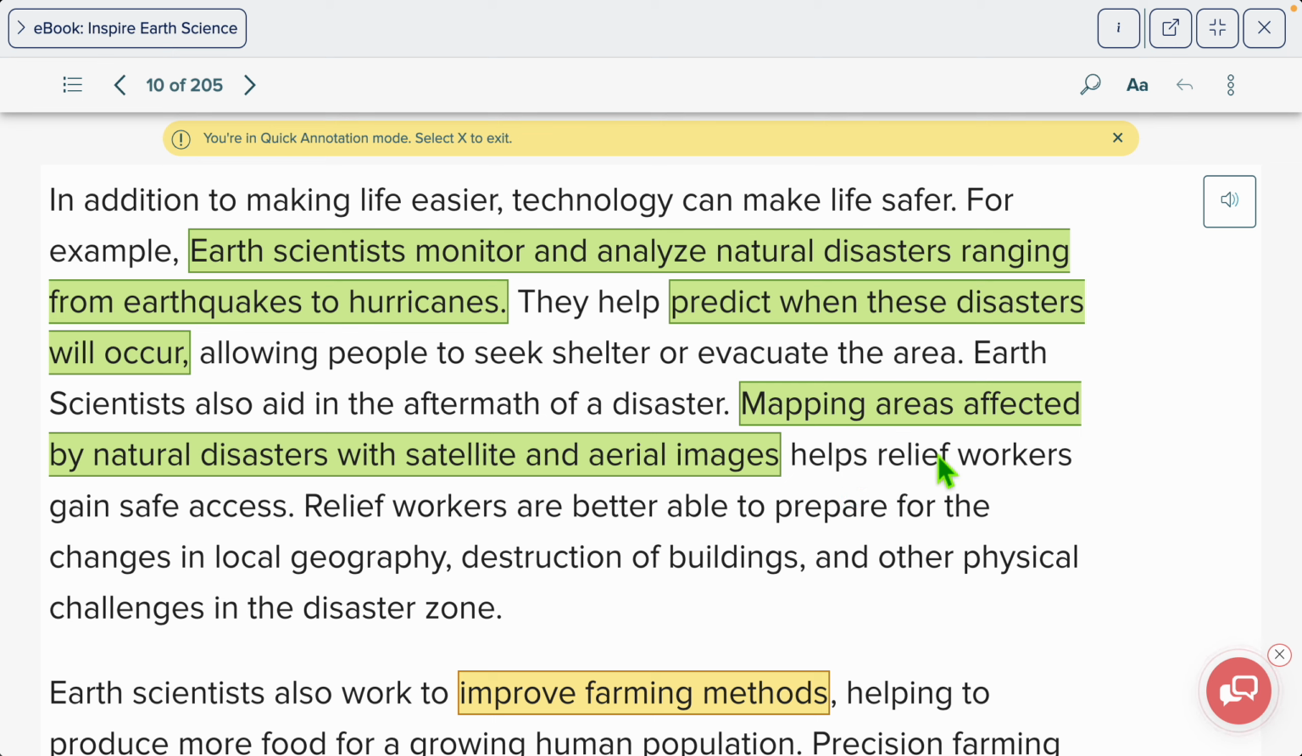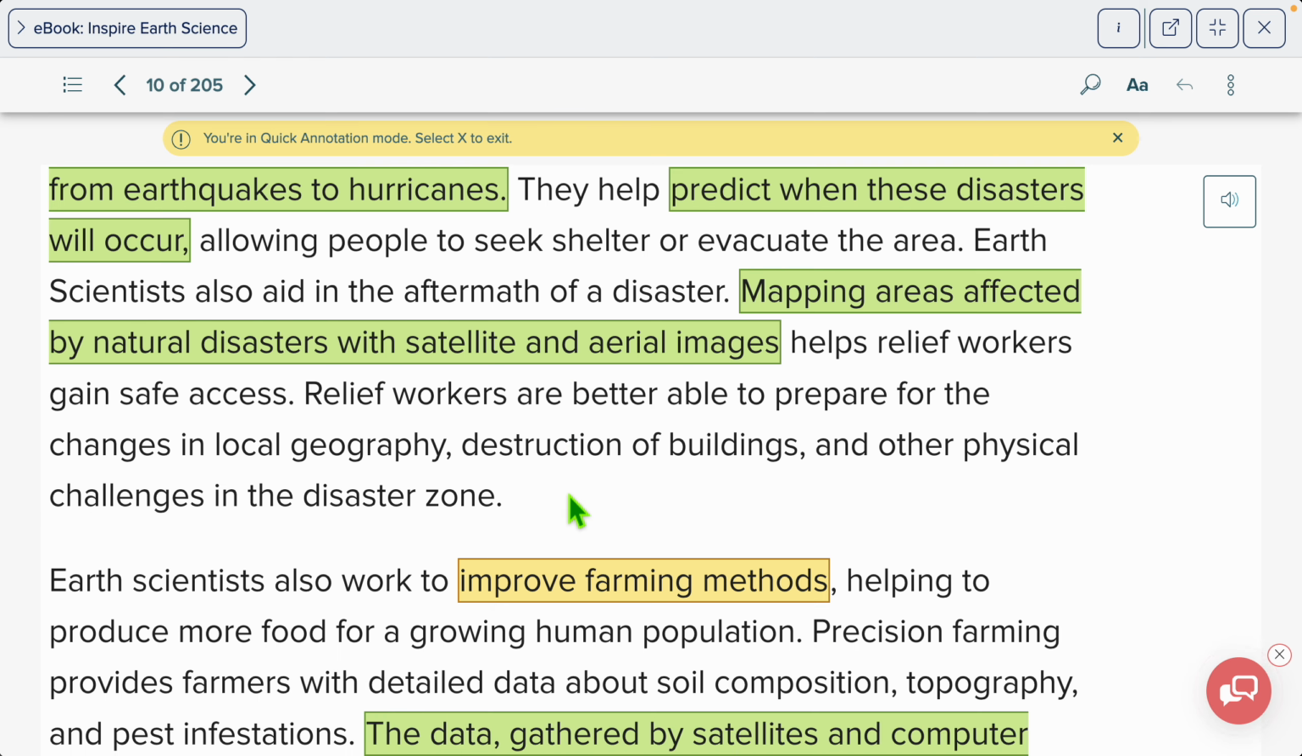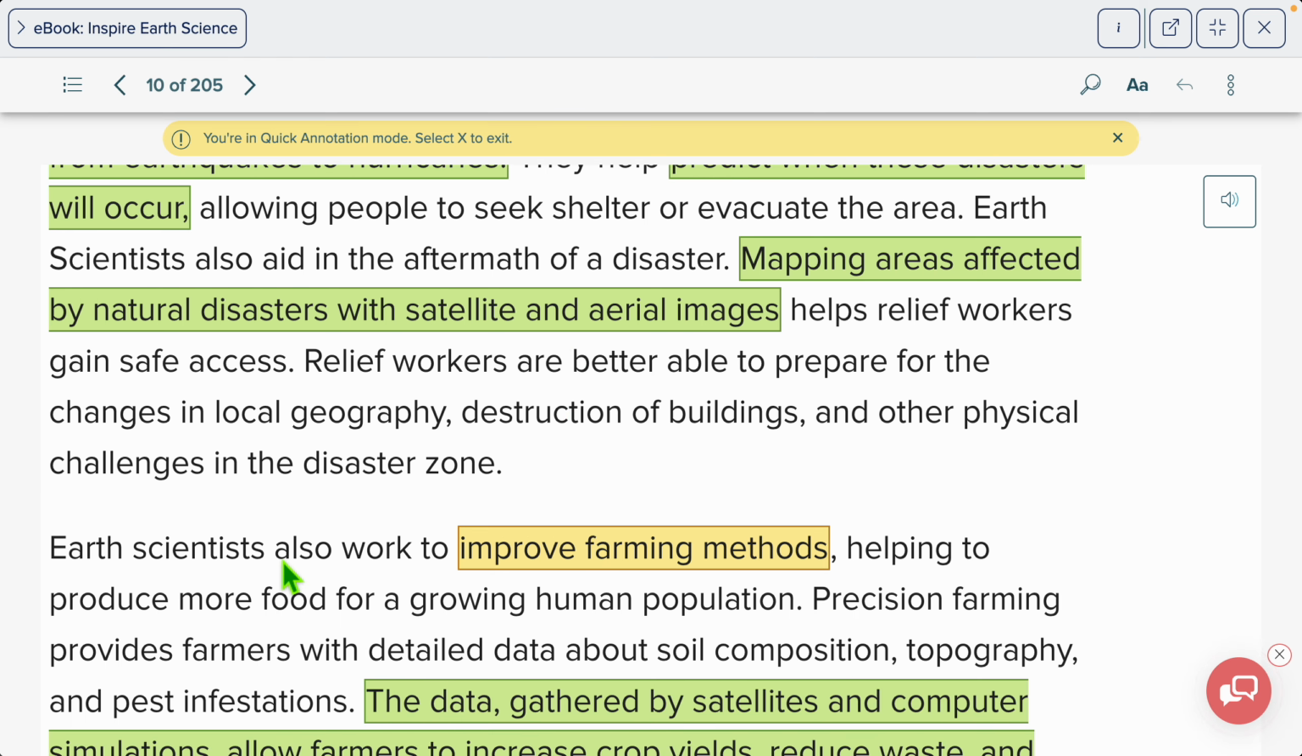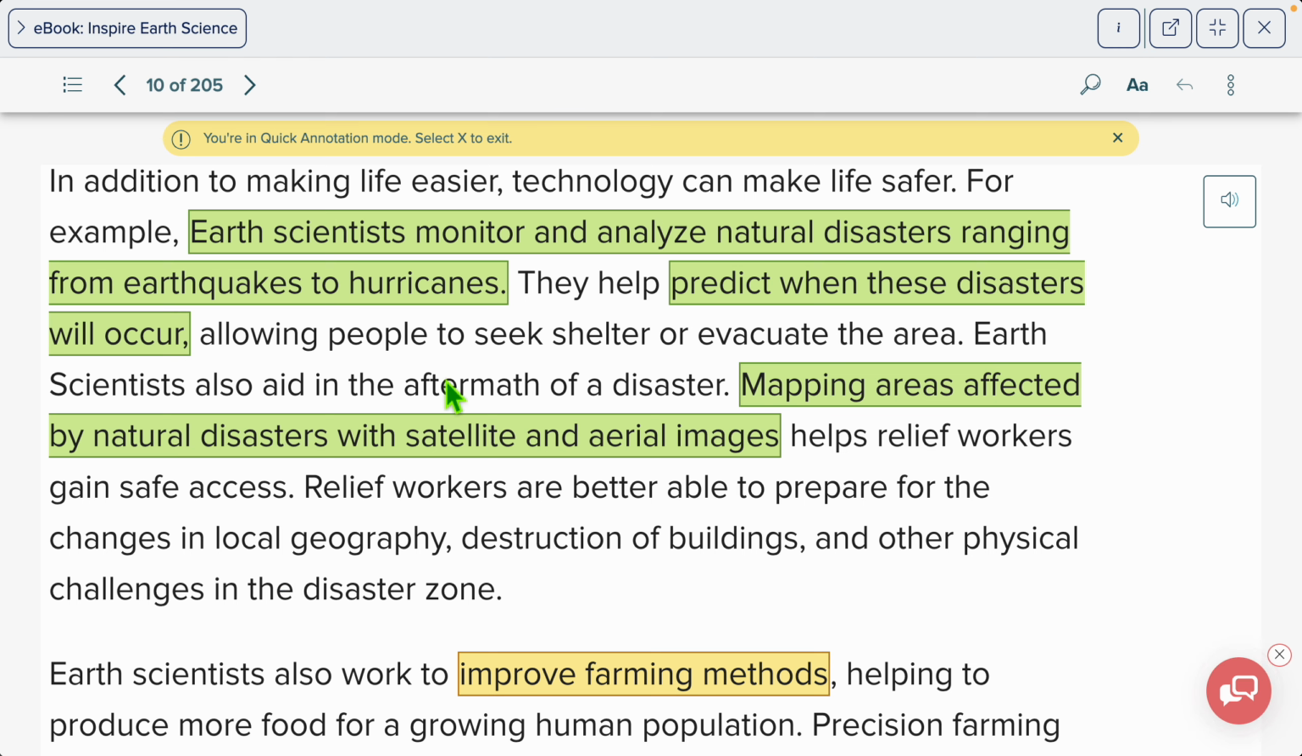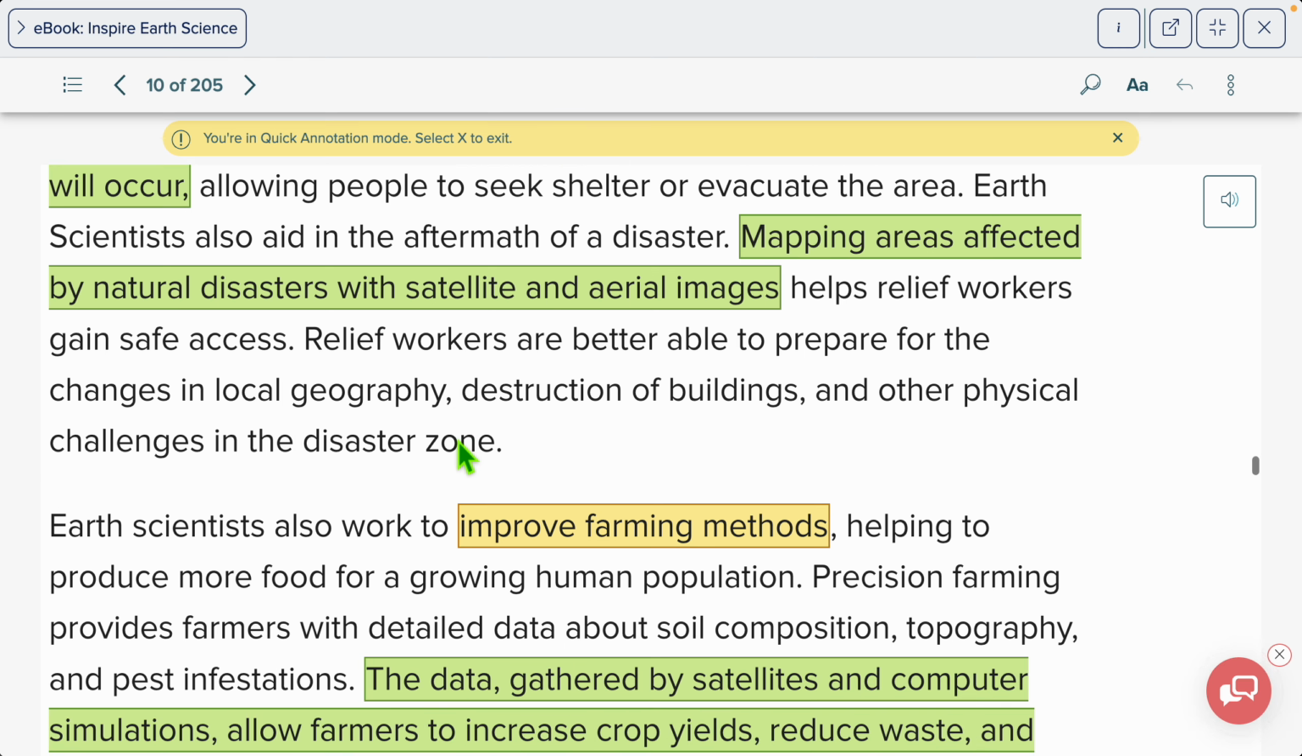But anyway, so mapping these areas helps relief workers gain safe access. Relief workers are better able to prepare for the challenges. We're looking at changes in local geography because bridges can be washed out, destruction of buildings, other physical challenges in the disaster zone. So having aerial images and satellite data can tell you more about what's going on in an area before you get there. So really get 2 or 3 things from that if you wanted to get those 4.